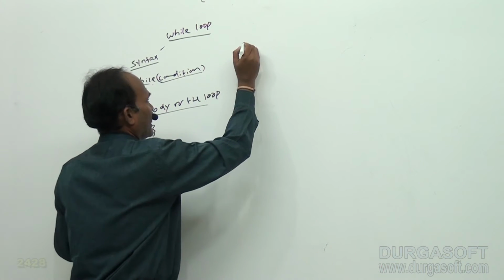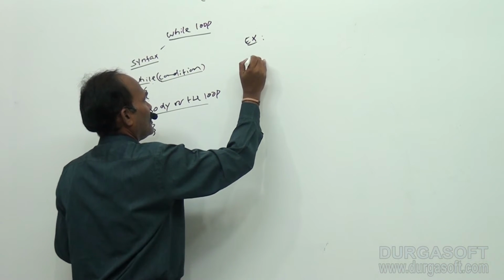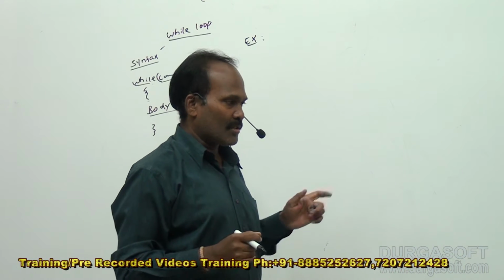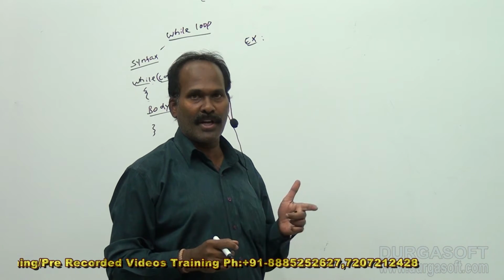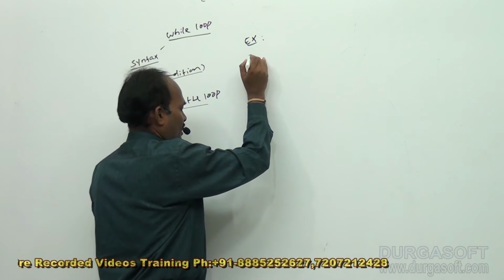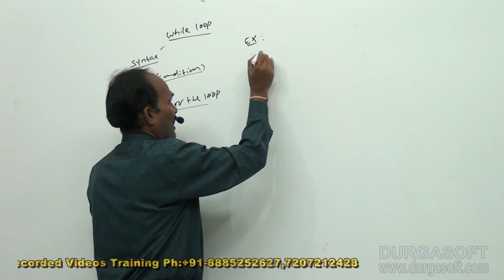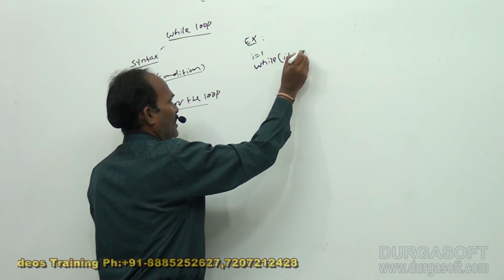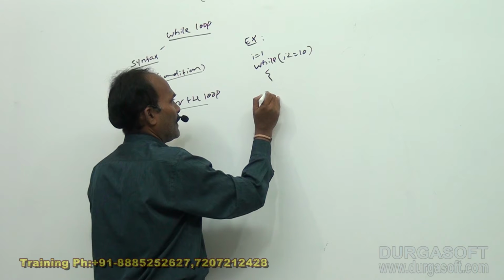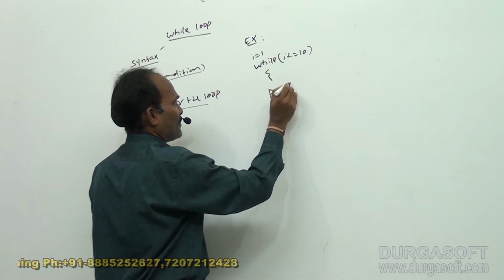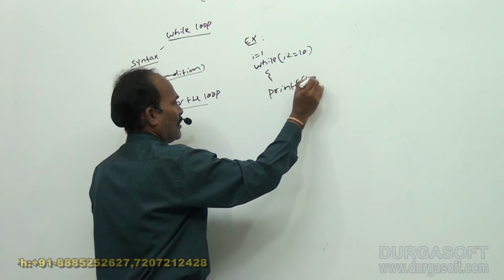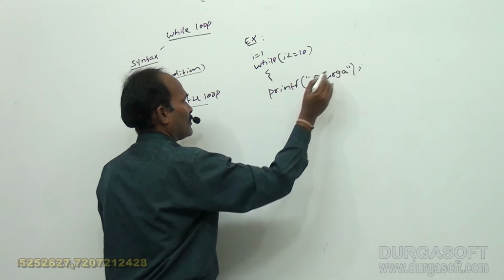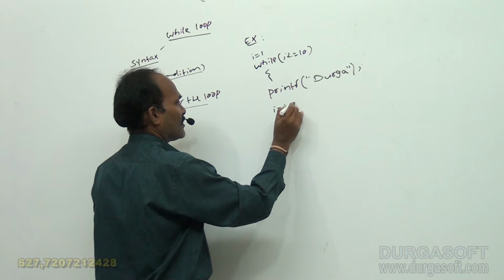Let's take one example. Suppose I want to print the DURGASOFT message 10 times. Unlike in the for loop, initialization is not done inside the loop statement here. Initialization must be defined at the starting level. I equal to 1, while I is less than or equal to 10, I want to print printf, and after that I equal to I plus 1.